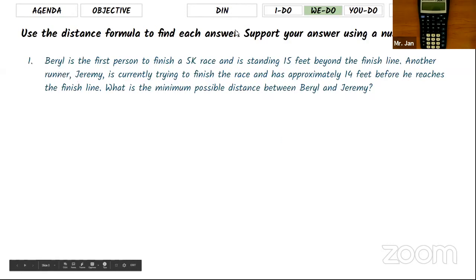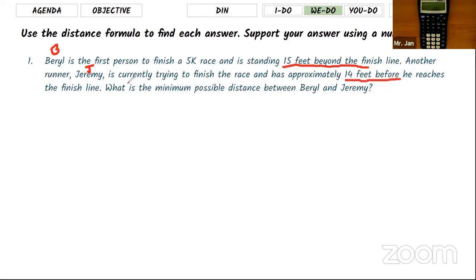When you read the word problem, try to underline the key details. For example, the first person is Beryl. I'm just going to say B. He finished the 5K race and is standing 15 feet beyond the finish line. So the finish line will be the key point. Another runner is Jeremy. I'm going to go with J. He is currently trying to finish. He didn't finish yet, but is approximately 14 feet before he reaches the finish line.